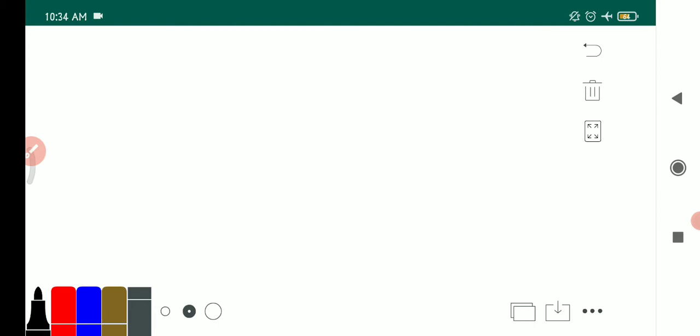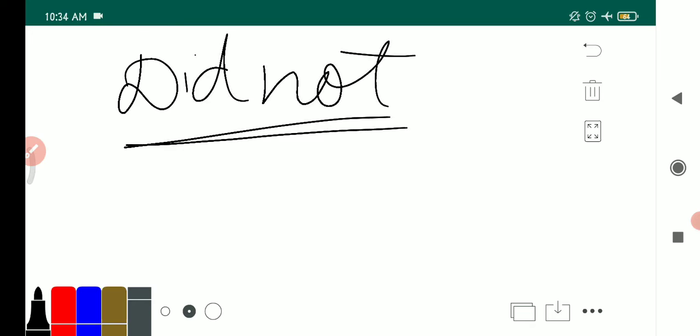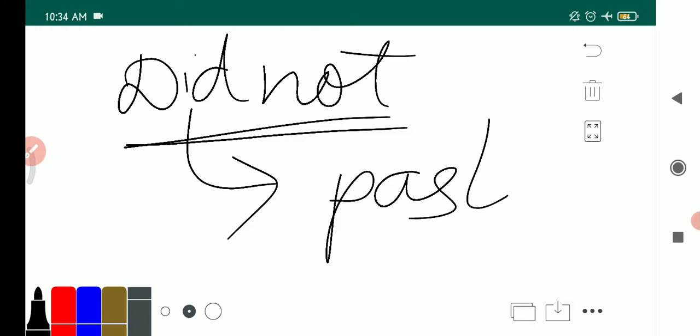Now let's come to did not. As I told you, we use did not with simple past tense. If the sentence is in simple past tense, then you don't have to see whether the noun or pronoun is singular or plural. If it is in simple past tense, then you have to use did. No need to see singular or plural form. Just remember, if the sentence is in simple past tense, use did not, irrespective of the noun or pronoun being singular or plural.